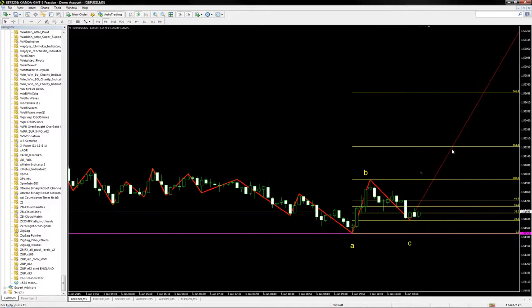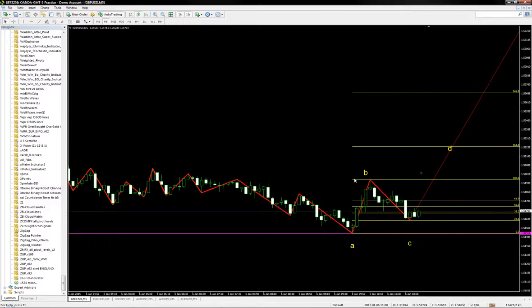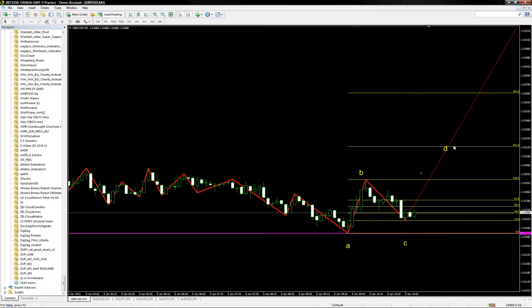Okay, so we have A, B, C. So where do we think price is going to bottom out or top out at? It would be 161.8. 161.8 is your key number here. So we can plot D right here.